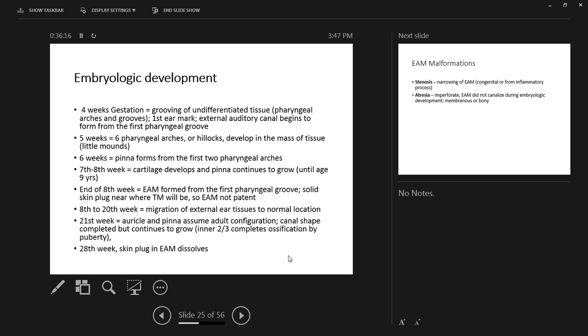Okay. 7th to 8th week. That's basically where the pinna is there. You can see the pinna.